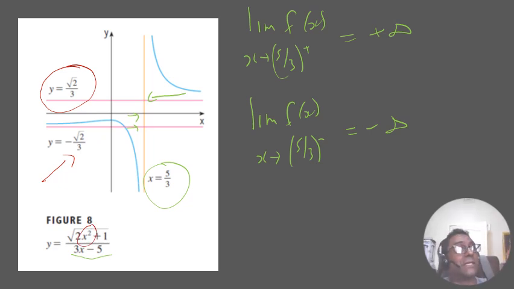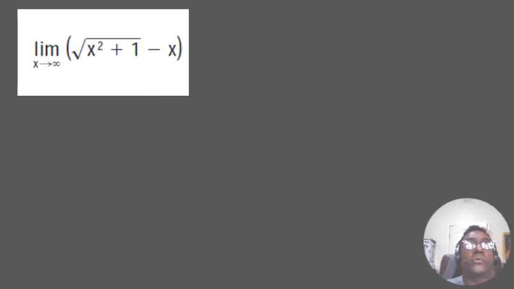And that should bring in quite nicely the second horizontal asymptote, which is y equal to minus root 2 upon 3. Please verify that. What about this one? Root of x squared plus 1 minus x. Now, if you just plug in infinity there, you've got something like infinity minus infinity. Infinity minus infinity, please, is not 0. So what can we do here?